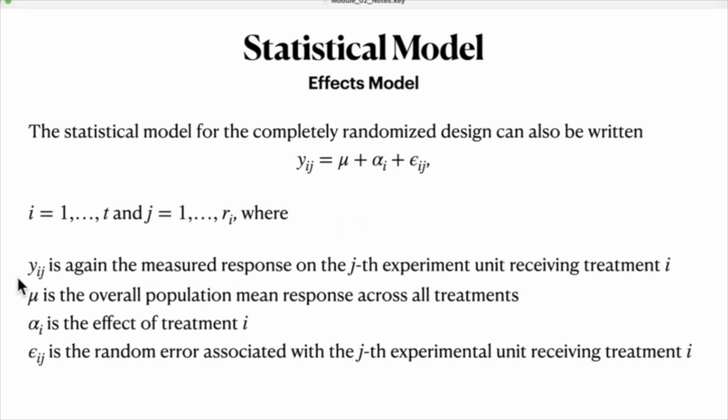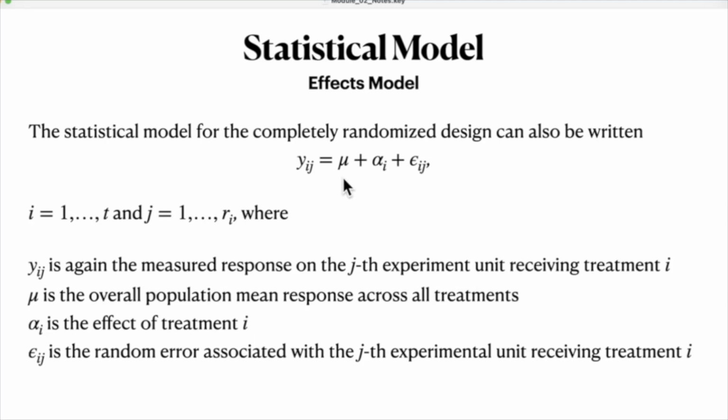Again, y sub ij is the measured response on the jth experimental unit that is receiving treatment i. Mu is the overall mean response across all treatments. All right, and then alpha sub i would be the effect of treatment i. And so mu sub i is just mu plus alpha sub i.